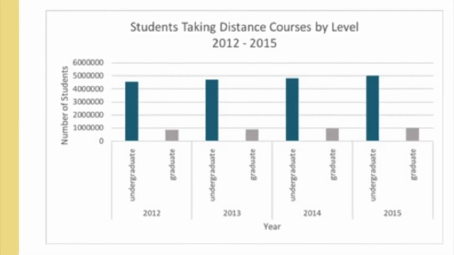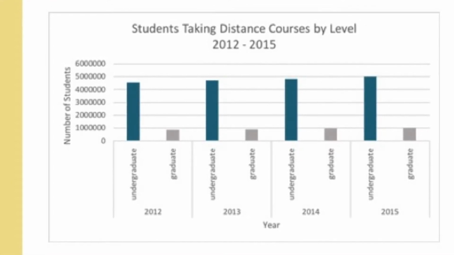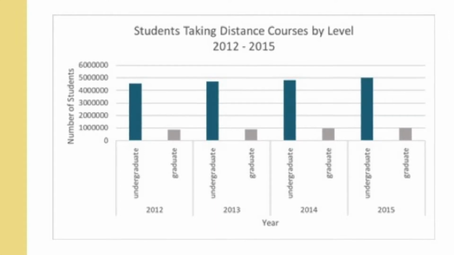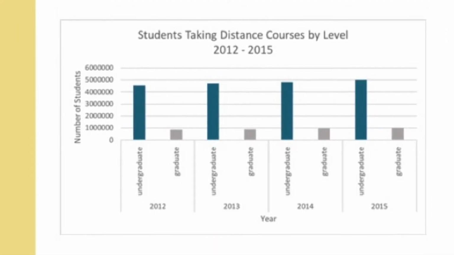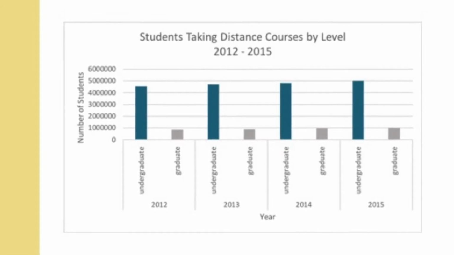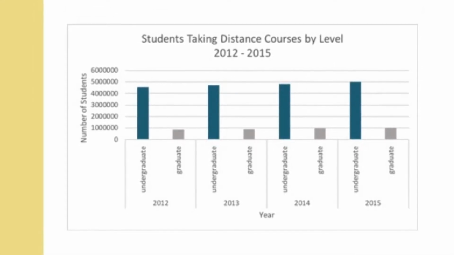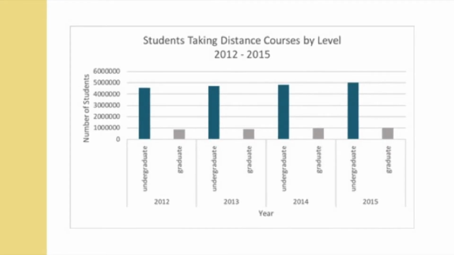The next graph represents the number of students taking distance courses by the education level they are in, be that undergraduate or graduate. Again, showing that though enrollment is down, there is an increase in the numbers of students taking distance courses over the last 4-year period.